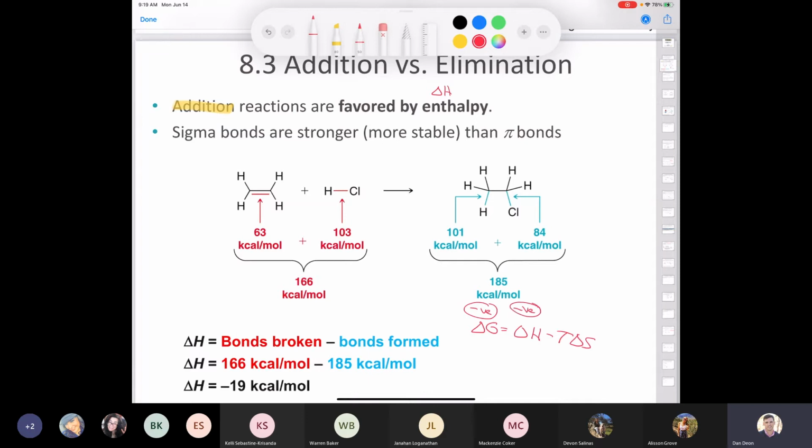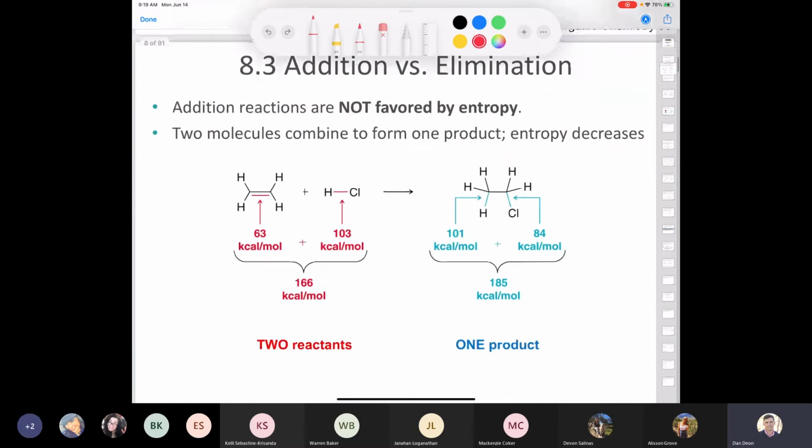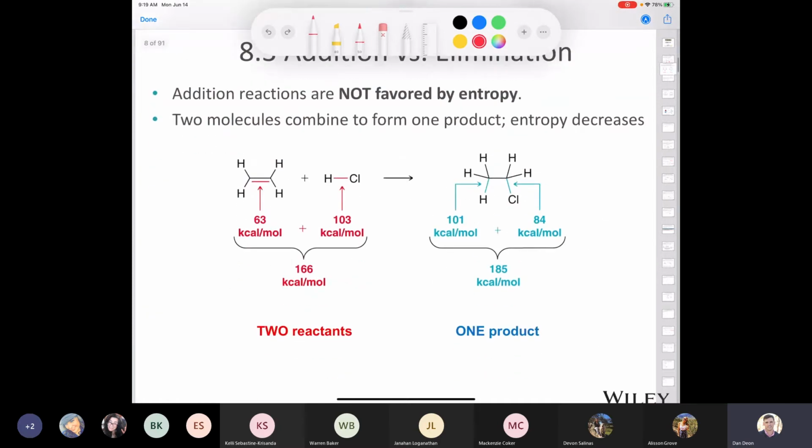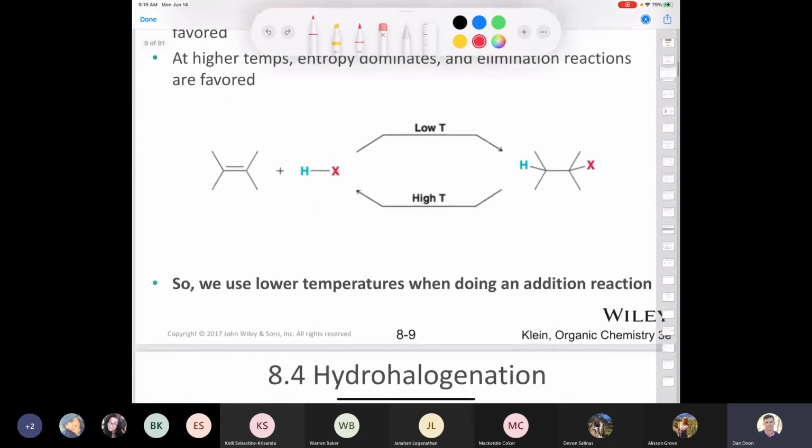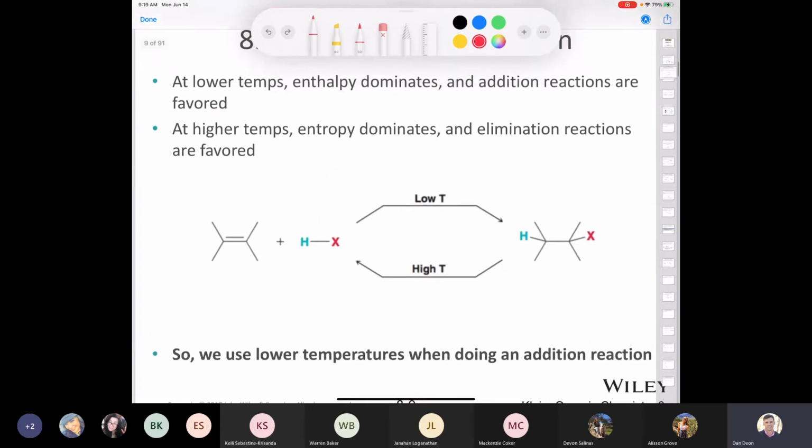Well, I told you that overall, you've got a positive term here, right? Everything here is positive, okay? And I think I have more information about that here. Yeah, so we said that delta S is decreasing. So my delta S is negative. So that is why when we have a higher temperature, the elimination is going to predominate. And when we have a low temperature, addition is going to predominate.